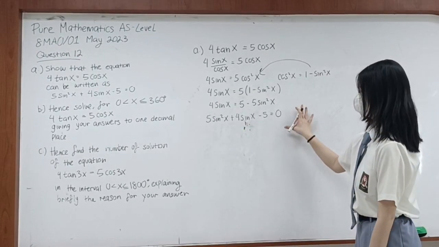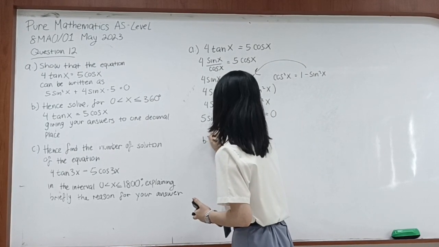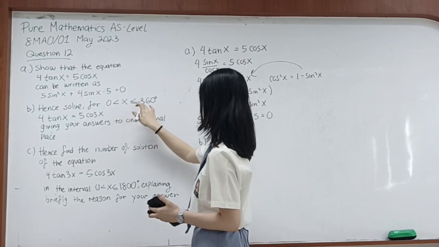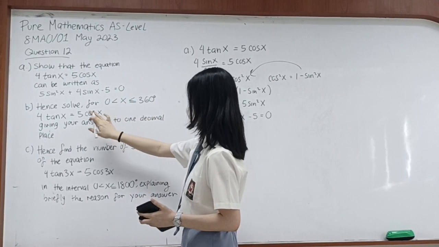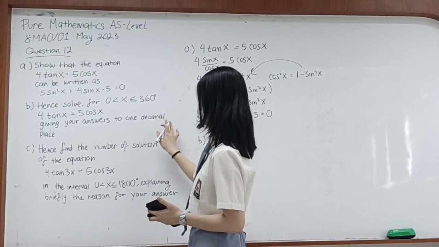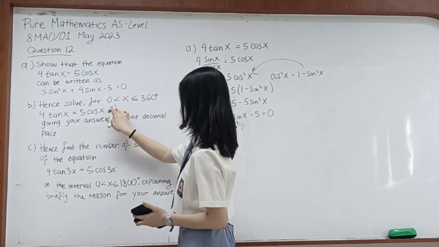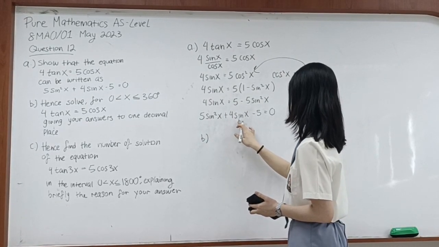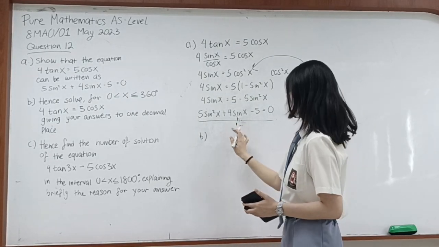So now that we've solved part A, let's solve part B. Now in part B, it's asking us to solve within the domain between 0 and 360 degrees for the same equation, which is 4 tan x equals 5 cos x. And they want us to give the answers to one decimal place. So we know that since these two equations are the same, and this equation can be rewritten as 5 sin squared x plus 4 sin x minus 5, we can use this equation over here.